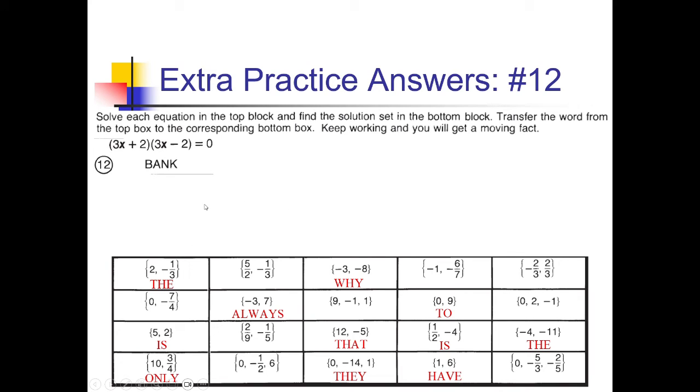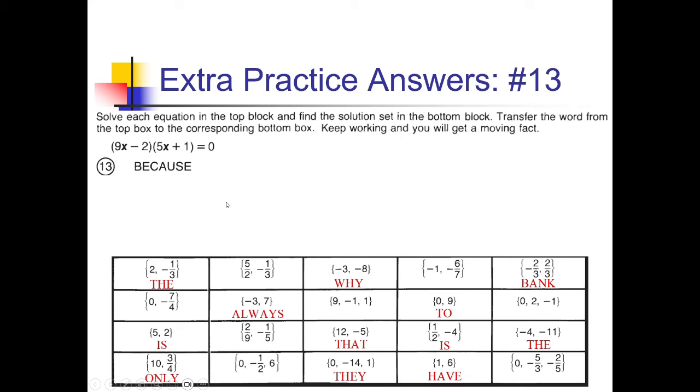This next one, this is already factored. So let me set 3x plus 2 equal to 0 and also 3x minus 2. First equation, I can subtract the 2 and then divide by 3. So x equals negative 2/3. And we do the same kind of deal over on the right side here, except now we're adding 2 and still dividing by 3, so positive 2/3. So positive, negative 2/3, that's going to be over here in the upper right. So "bank" is what I'm banking over there.